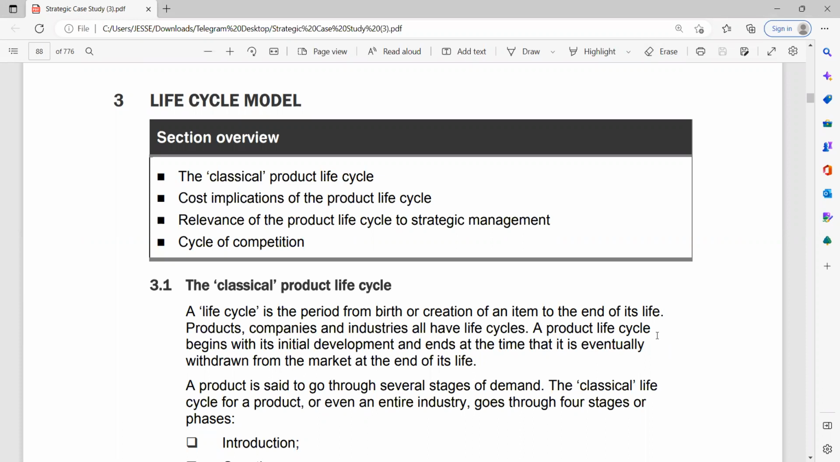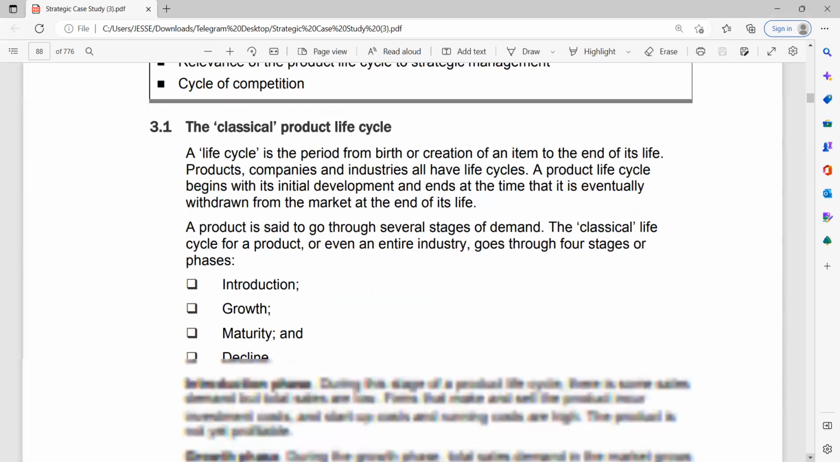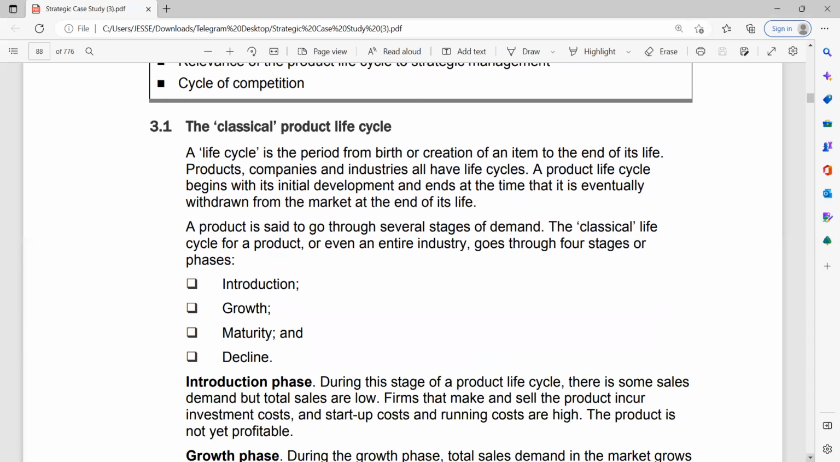So today we'll be talking about the life cycle model. We touched on it briefly in our last lecture, but we'll be diving into it more. In this section, we'll be talking about the classical product life cycle, the cost implications of the product life cycle, and the relevance of the product life cycle and the cycle of competition. So let's begin. When we talk about a life cycle, what do we mean?